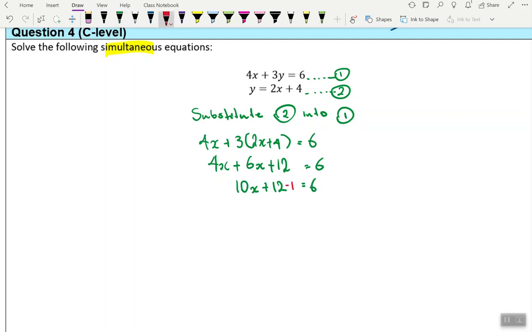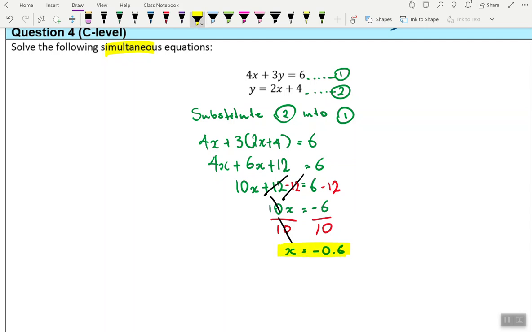Then I have to take 12 from both sides to isolate my x, because I'm trying to solve for x. And with that, these 12s will cancel out. What I'll have left is 10x is equal to negative 6. Then I will divide 10 on both sides because I'm trying to solve for x again. So 10 divided by 10 is 1, and I'll be left with x being equal to negative 0.6. Now that's just partly my solution.